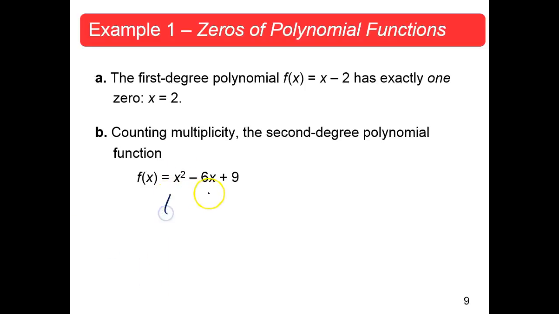Okay. We set it equal to 0 to find the zeros of the polynomial function. Set it equal to 0. Then we try to factor, setting that equal to 0. What did you say we'd factor as? X minus 3 times x minus 3. So what are your zeros? X equals 3 and x equals 3. Counting multiplicity, we have 2, they just happen to be the same ones.